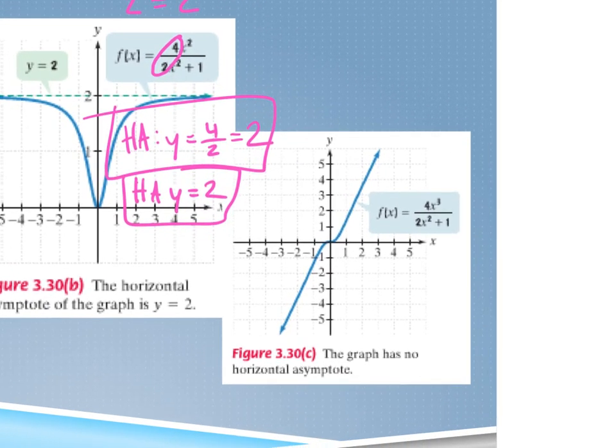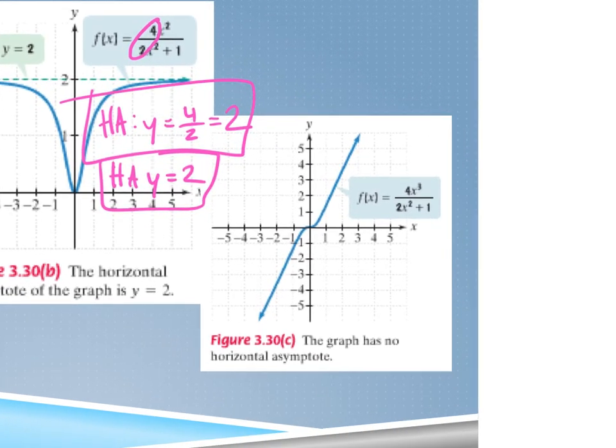Right, and looking at the third one, what's our highest degree in the numerator? 3. And what's our highest degree in the denominator? 2. Is 3 greater than, equal to, or less than 2? Greater than. What do we know about our horizontal asymptote when our numerator's degree is greater than the denominator's? That there is none. Awesome. No horizontal asymptote.